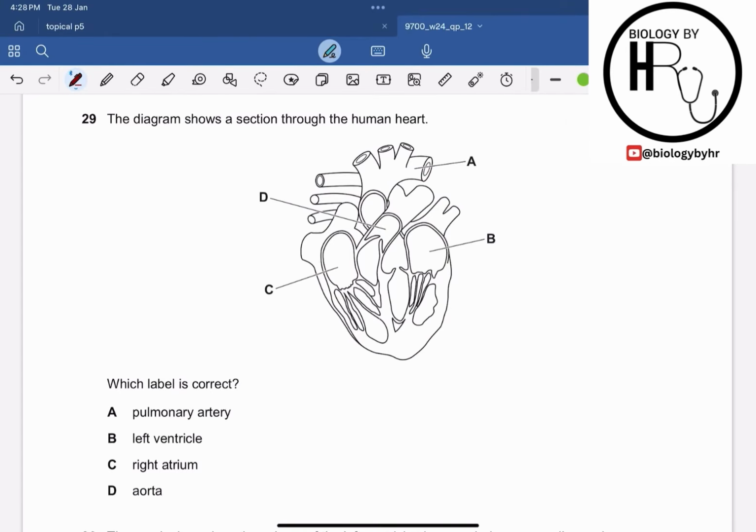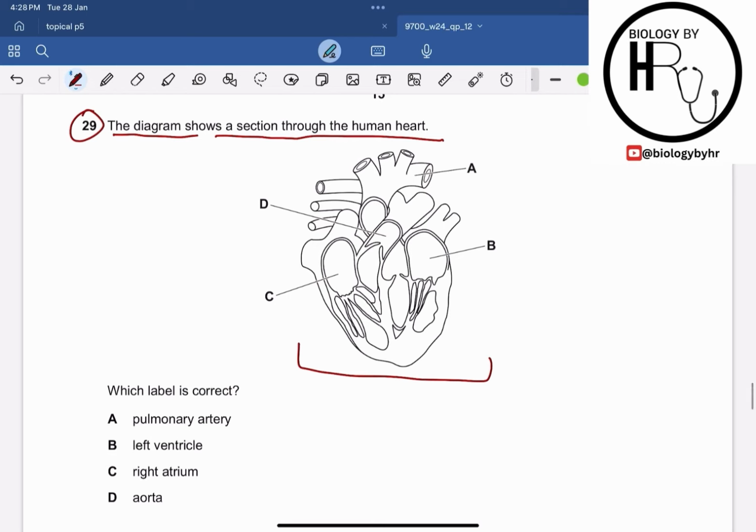Let's now have a look at question 29. It says that the diagram shows a section through the human heart. Now this is a human heart, so let's label it first without looking at what the question is asking. A is the aorta. The heart labeling is very important to learn. You guys are now in A levels and must know how to label the heart. It is very high yield for your examinations, right?